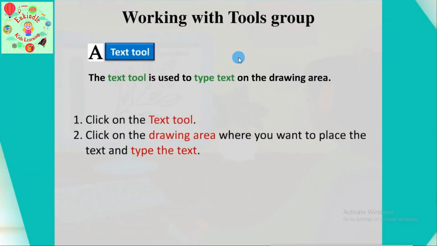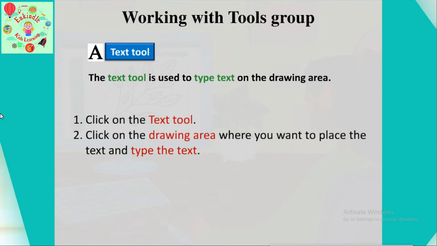Our next tool is text tool. It is denoted by the symbol. The text tool is used to type text on the drawing area. If I want to write the name on my house which I have drawn, I will have to click on this text tool, then type my text on the drawing area. How to use it? First, click on the text tool, then click on the drawing area where you want to place the text and type the text.